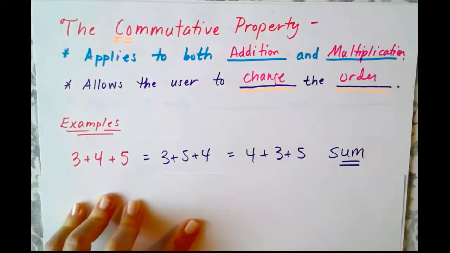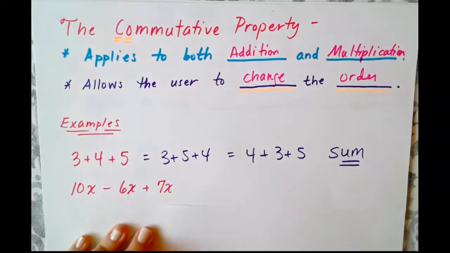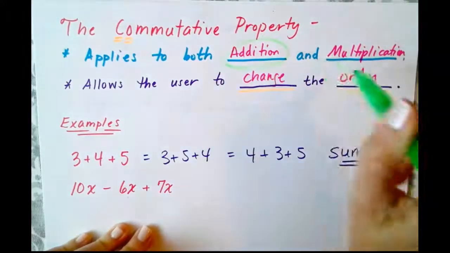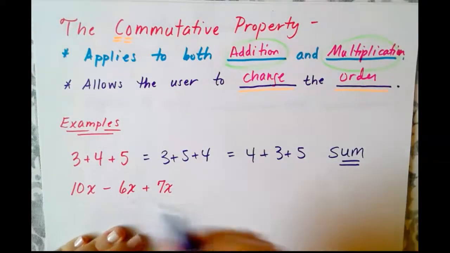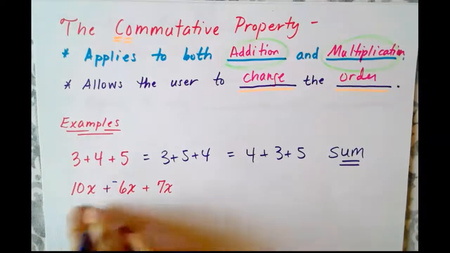The commutative property applies here. Next, we have 10x minus 6x plus 7x. But wait, Mrs. Hendry, you said it only applies to addition and multiplication. Well, yes. Remember, we always have an option of rewriting subtraction as addition, and we can do that by simply writing it as plus negative 6.